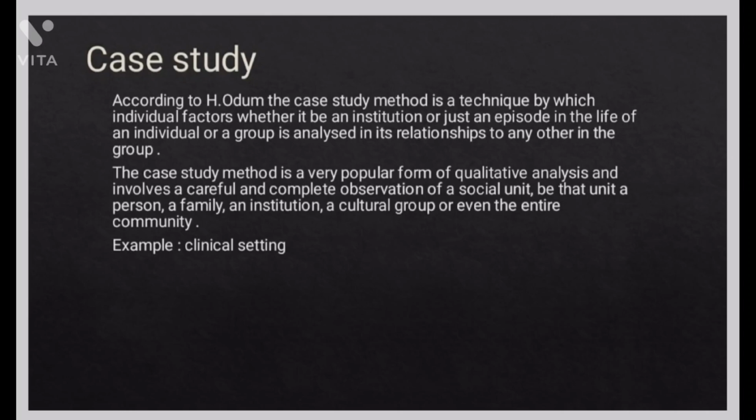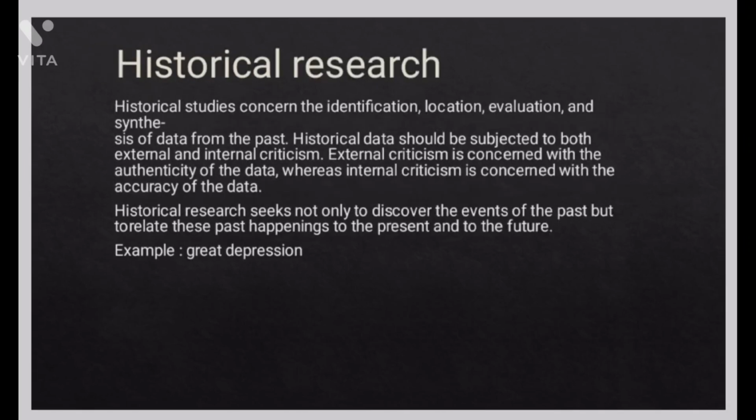The next one is the historical research. The researcher is concerned with the identification, location, evaluation and synthesis of data from the past. Historical research seeks not only to discover events of the past, but to relate past happenings to the present and the future also. For example, take the Great Depression: they take information from the past and try to implement it in the present, to see how things can be modified or regenerated, to stop that particular happening.